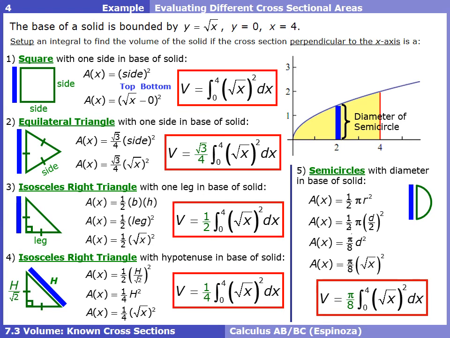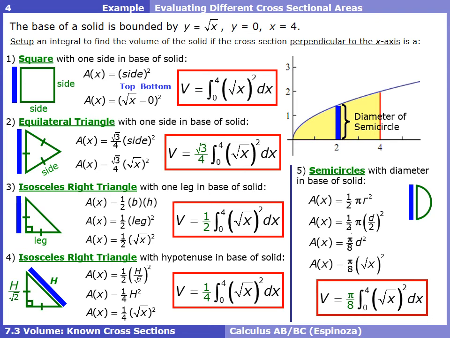So bottom line is, how do we find the length of d, the diameter? Good news is, you can see in this picture, the length of that diameter corresponds to the length of our representative rectangle. To find that, it's just like the first 4 examples. We would take the top minus the bottom, which would be square root of x minus 0, which I'm leaving off. And once we know that area, all we need to do is integrate it, and that's the final version. We'll just have a pi over 8 in the front, as opposed to the first 4 that we did.